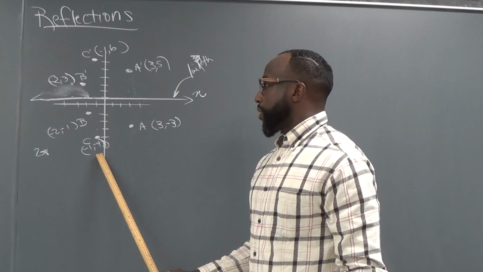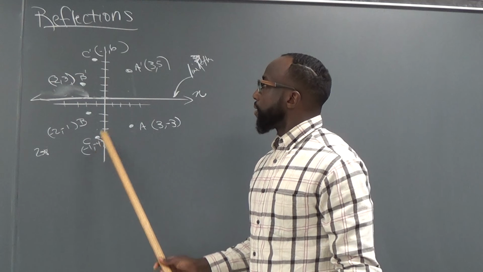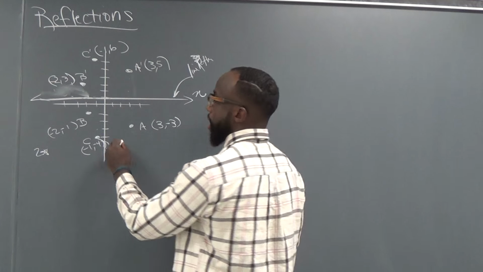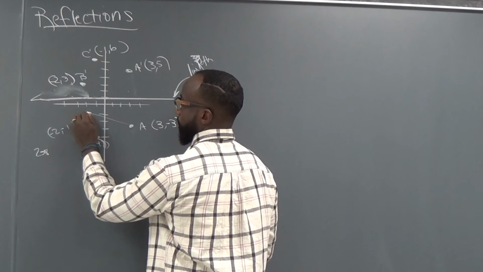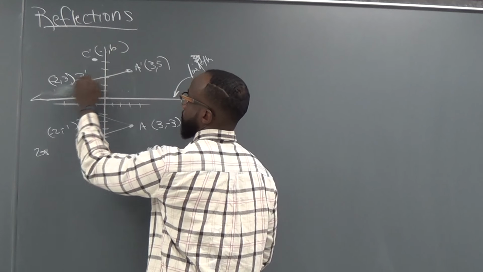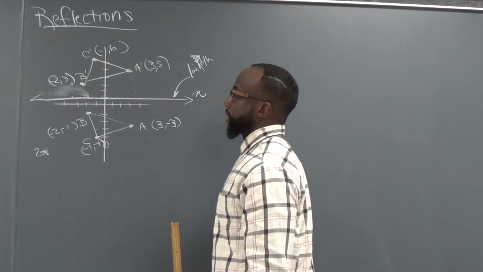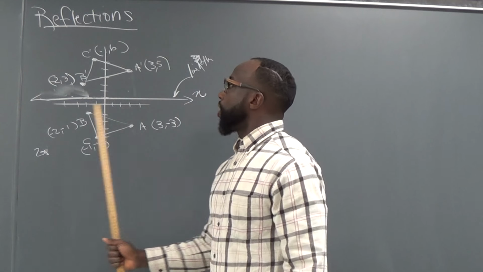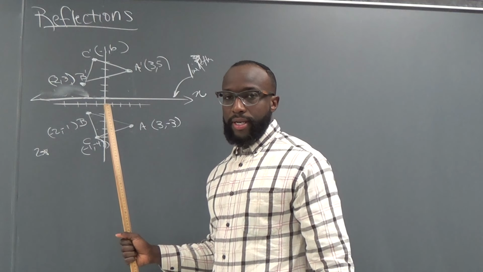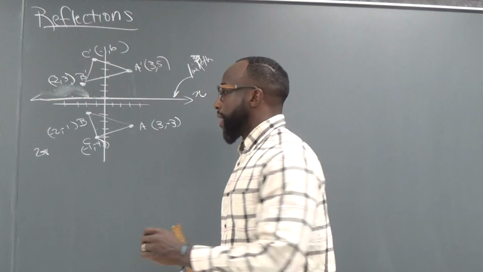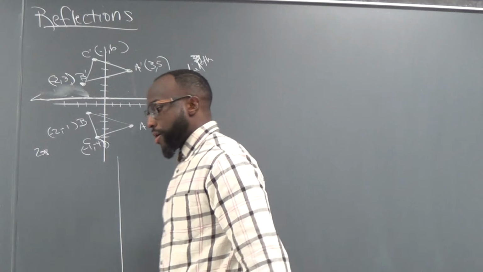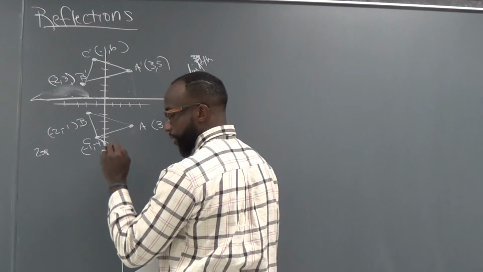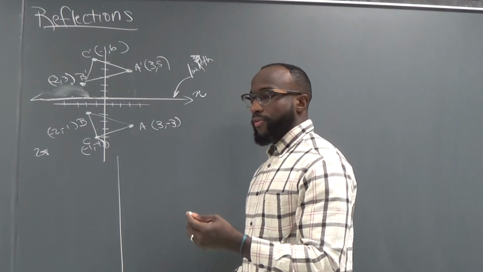So 1, 6. Might just leave it there, okay? -1, 6. So then our original triangle looks like this. Our reflected triangle also looks like that in the opposite direction, all right? So there you have it. And that's when it's reflected along the y-axis.